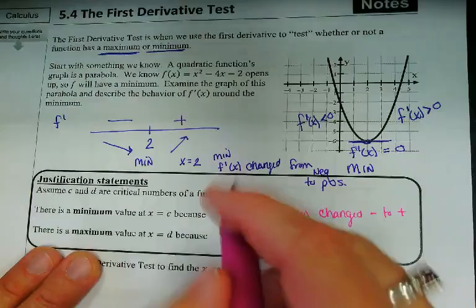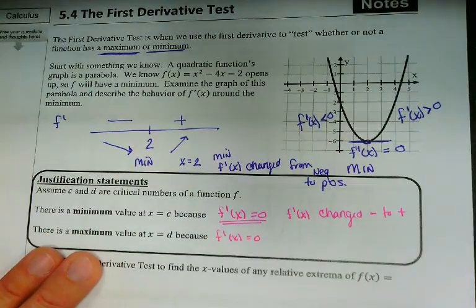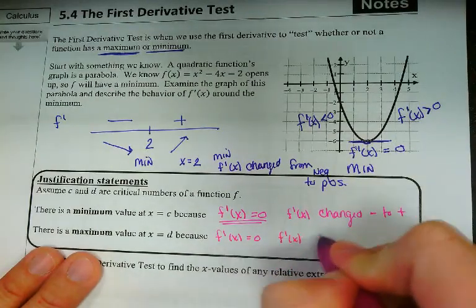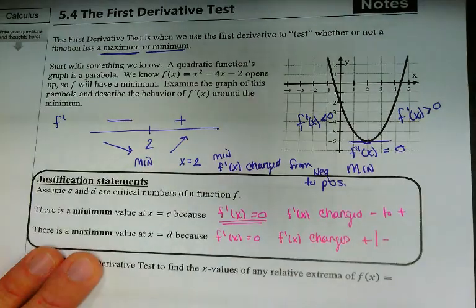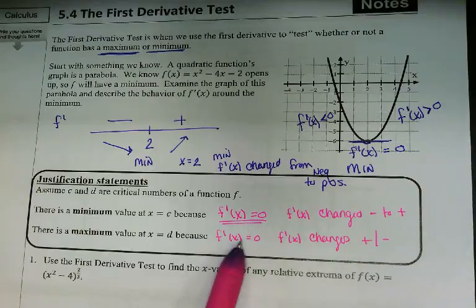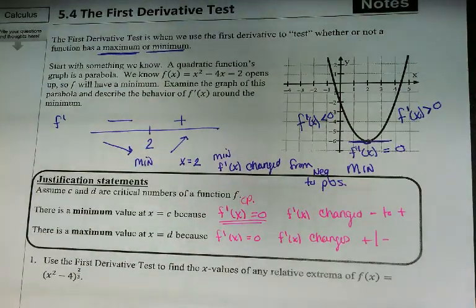Likewise, to be a max, I would first have to establish that the slope is equal to 0. And then this time, f prime changes from positive to negative. What if the derivative doesn't exist? So it's not 0, but it's still a point. Correct. So it could be 0 or doesn't exist. Yes, definition of a critical point. So you're first establishing you have a critical point.